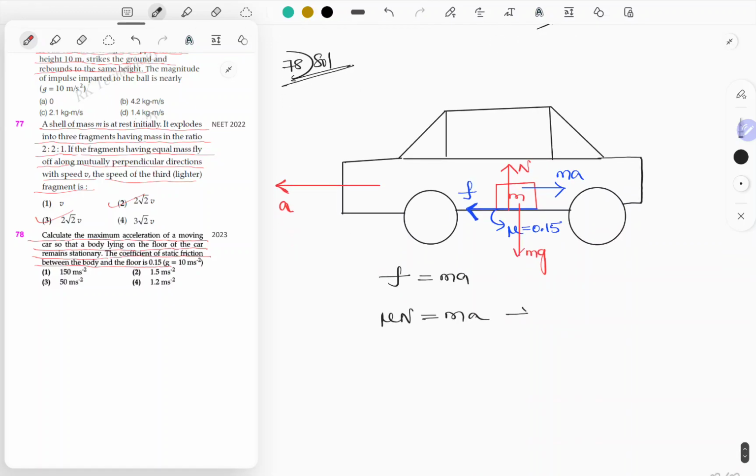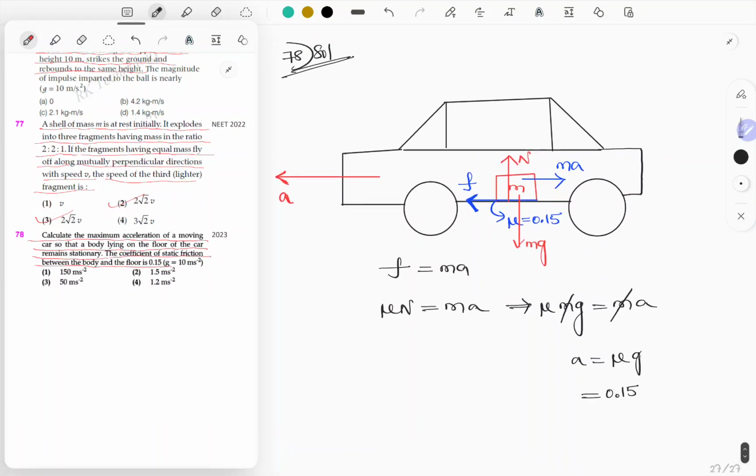And so what's the value of N here? So mu into mg, which is equal to ma. m will get cancelled out. Then a is equal to mu into g. The mu value they've already given, 0.15, into acceleration due to gravity 10, which is equal to 1.5 meter per second squared. This is the acceleration with which that car should accelerate. That's the maximum acceleration of the car, so that the block which is on the floor is going to be at rest. Yes, successfully we completed the third part also.